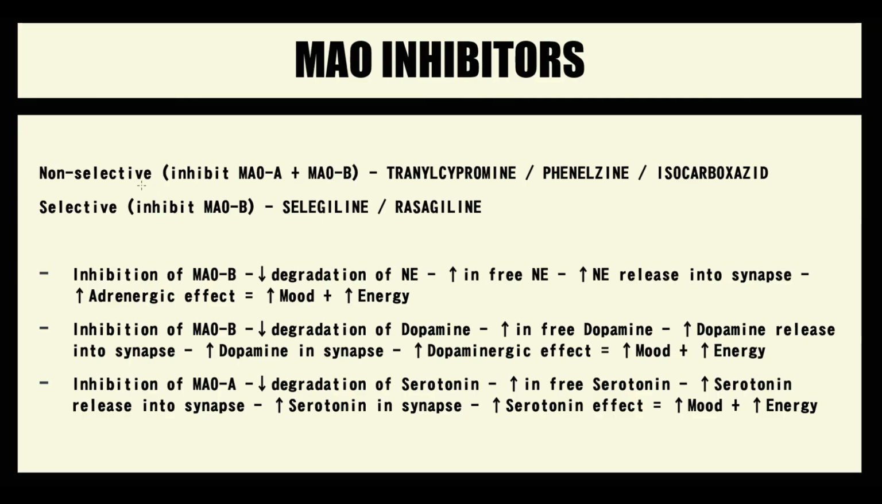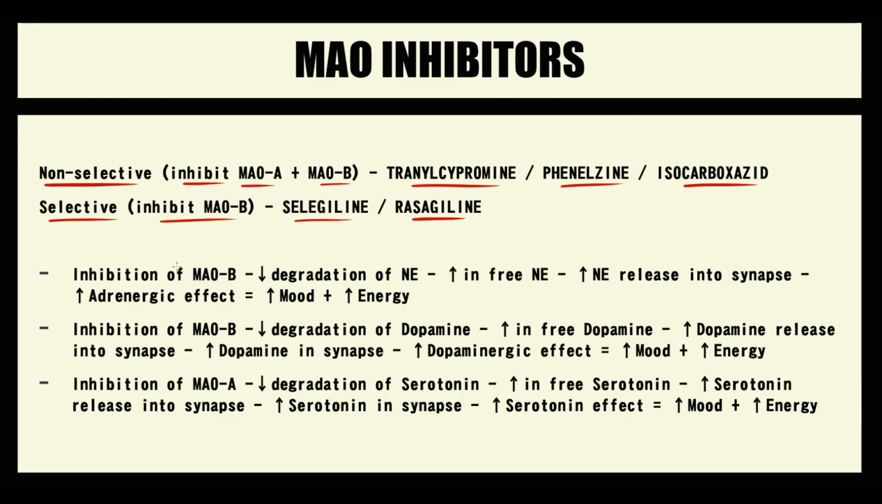Monoamine oxidase inhibitors can be divided into two classes, selective and non-selective. To non-selective monoamine oxidase inhibitors belong phenelzine, tranylcypromine, and isocarboxazid. To selective monoamine oxidase inhibitors belong selegiline and rasagiline. Monoamine oxidase inhibitors have three mechanisms of action.